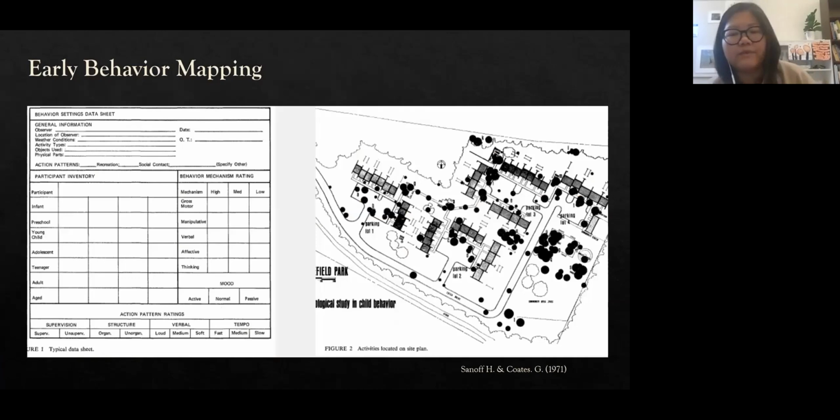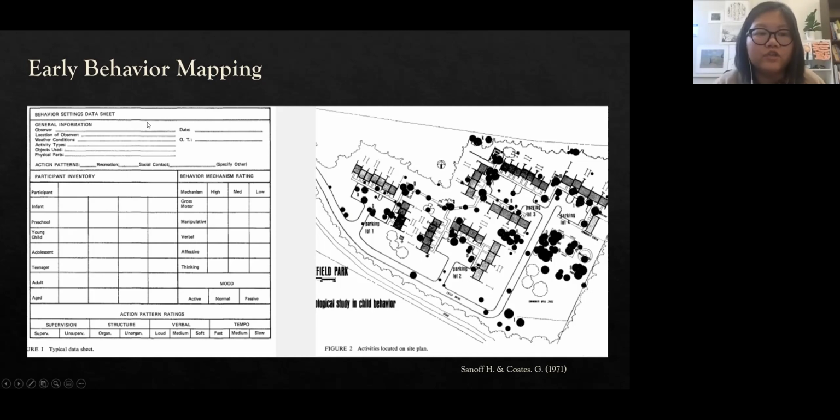The history behind it dates back about 50 years, to Henry Sanoff, a professor from the University of North Carolina, who is also a co-founder of EDRA, the Environmental Design Research Association. He first wrote an article about behavior mapping, introducing this whole theory of studying a site.